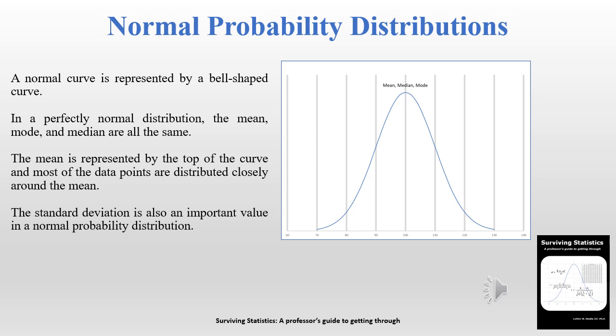The standard deviation is also an important value. We talked about that already a little bit when we introduced you to the concept of the empirical rule. Remember, the empirical rule told us how much of the curve lies within plus or minus 1, 2, or 3 standard deviations of the mean. Now we're going to use that empirical rule and build on it a little bit to actually come up with probabilities under the curve.